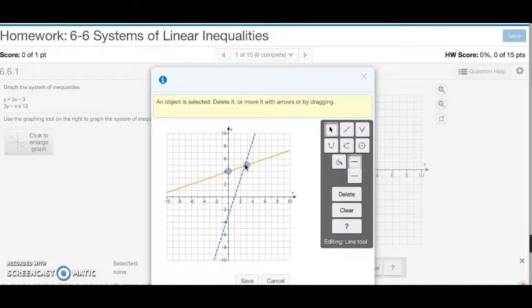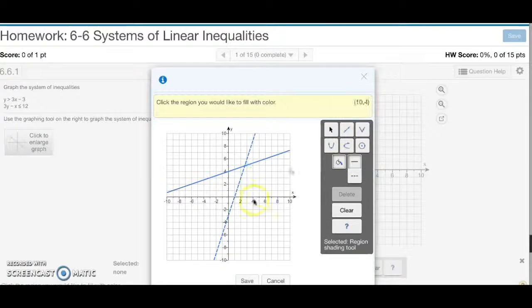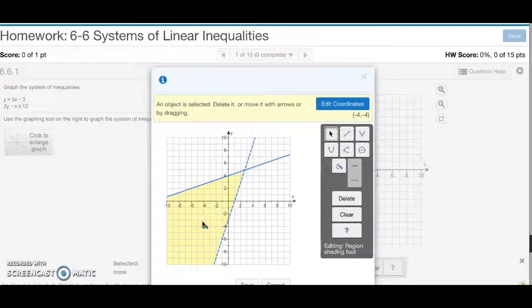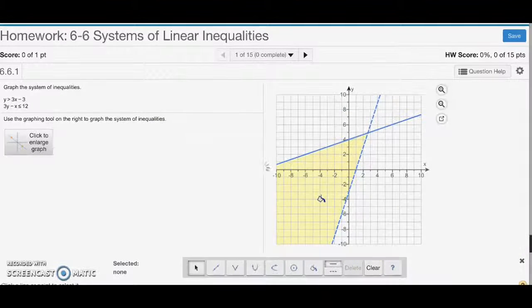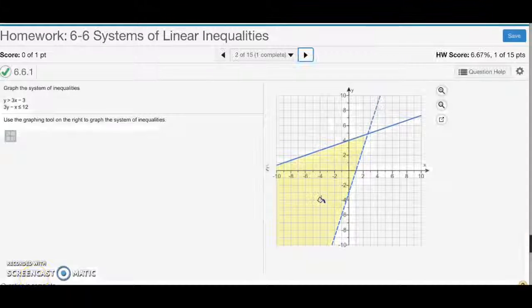Okay, and remember we noticed that my shaded portion here is this green portion here. So I'm going to go back and I'm going to shade just that portion. Okay, so you only shade that portion. Click Save, check Answer, and we got it. So that is number 1 on MathXL.